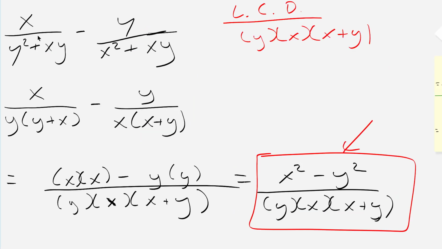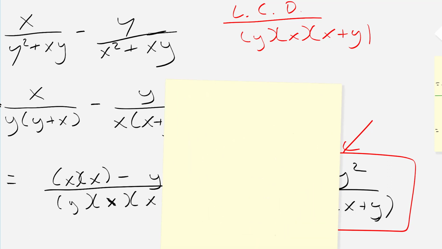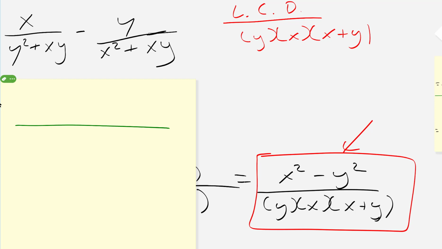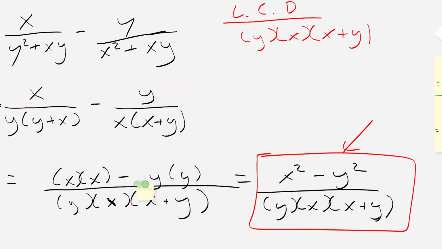Now, if we look back at the question, remember, we factorized the denominators just to keep it a little bit simpler. Imagine how complicated it could have been if we had said that our lowest common denominator here was y squared plus xy times x squared plus xy. That would have led to a much more difficult situation. While technically not incorrect, it would have been much more overcomplicated. What we want to do, as you've already seen, is if you can factorize the denominators, go ahead and do that, because that will definitely simplify the situation for you.